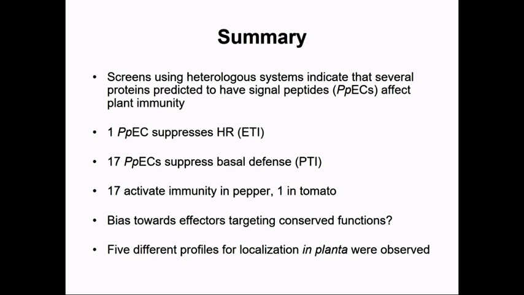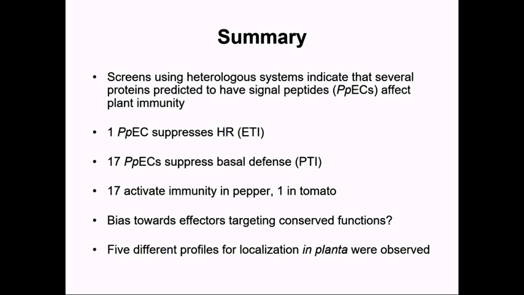And we found 5 different profiles for localization within the planta. But we know that we're not uncovering all the potential functions of these, not even all of the immune suppressors, because we think we have a bias towards effectors that target conserved functions, because a lot of our assays are not done in soybean. They're done in tobacco or Nicotiana benthamiana or Arabidopsis. So we think these 17 are interesting.